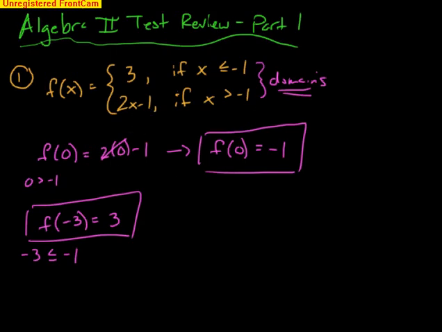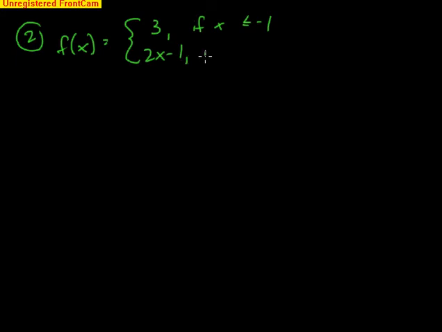All right, so we're going to take that same function, and I'll write it again. So I had f of x equals 3 if x is less than or equal to -1, and 2x minus 1 if x is greater than -1. And now we want to graph this. That last problem you were evaluating, now we're going to graph.